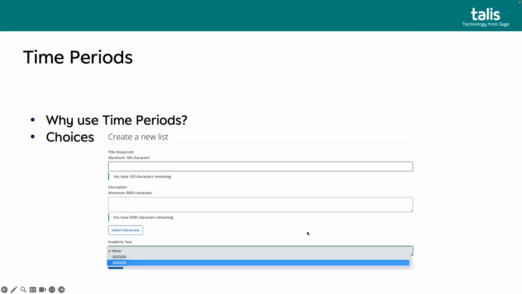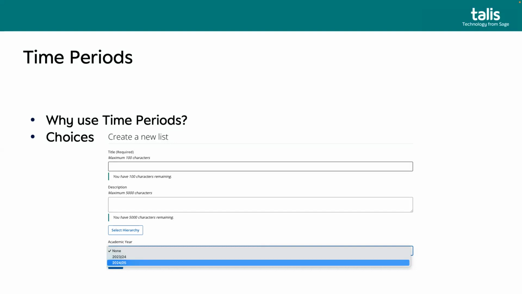So let's look at some of those advantages. We mentioned time periods first. Why would you use time periods at all? It's often useful, or actually a requirement at some institutions, that you keep a record of the different versions of resource lists that you've had to teach a course or a module or a unit over time.